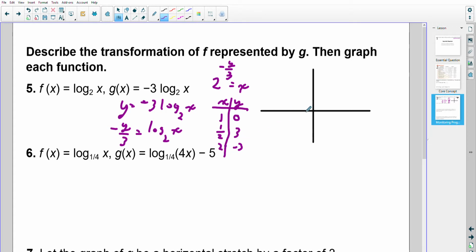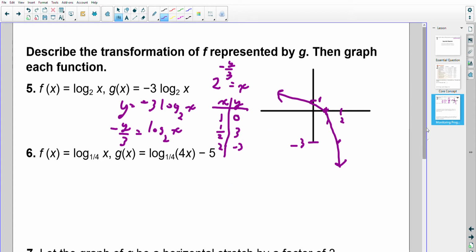And so plotting these points, (1, 0), (1/2, 3), and (2, -3). And as you can see, it's going to look like this and come down through like that. All right, so that's the idea of graphing the log.